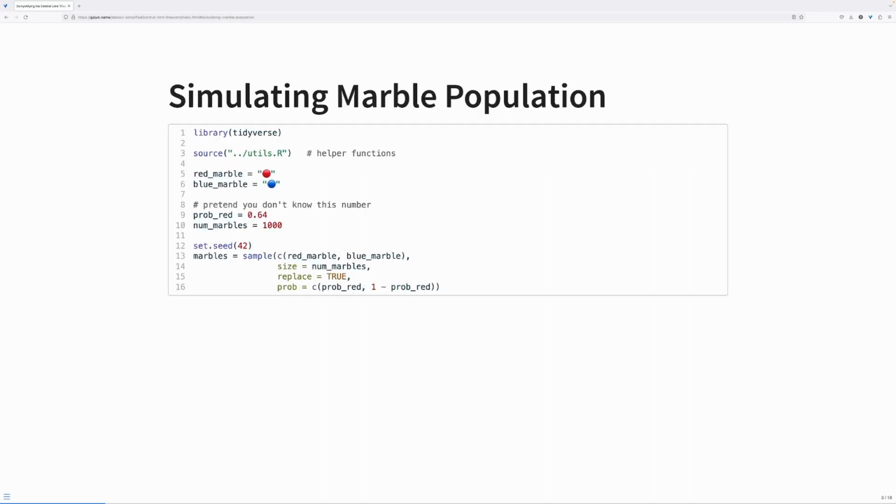Let's dive into it. To start, we need to get our population data set. I'll use Tidyverse, which is a very useful, awesome R package, and I've created some helper functions to generate samples repeatedly and visualize the data points. I defined the red and the blue marbles here. So we will have 1,000 marbles where 64% of them are red. I'm using the simple sample function to generate our population data set.